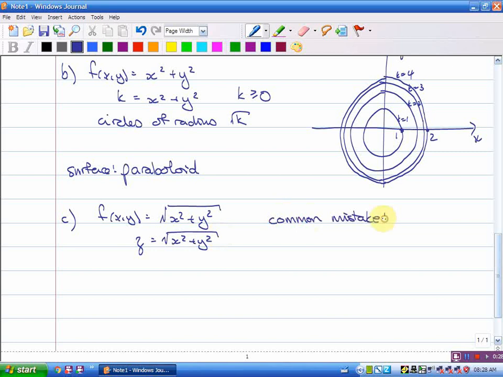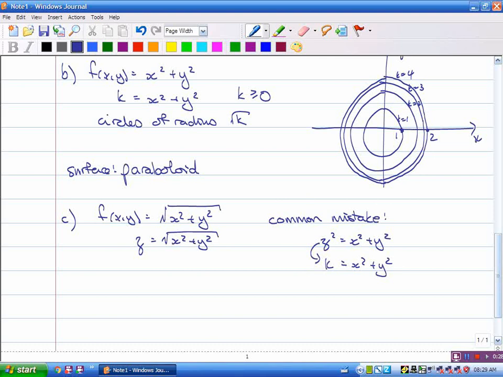The common mistake is to first square out, because you don't like the square root, and then replace the z squared with k. No, you're replacing z with k, not z squared with k. This is a common mistake, to go from the z squared to the k, because you first fiddle with your equation, and then the thing you end up replacing is not actually the z.